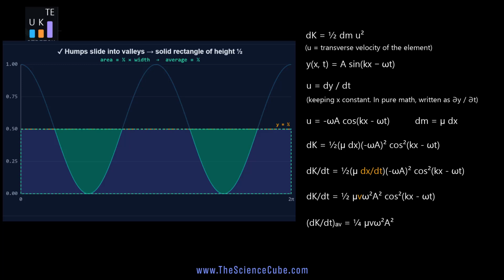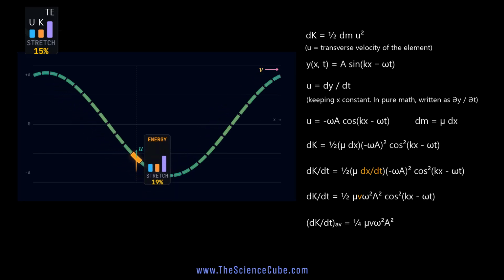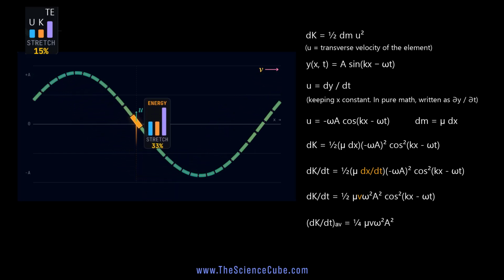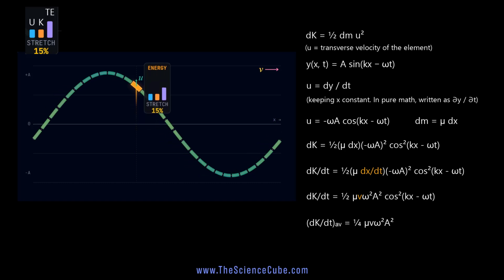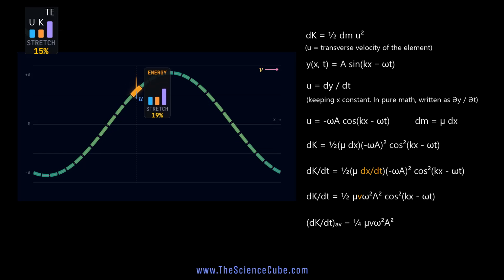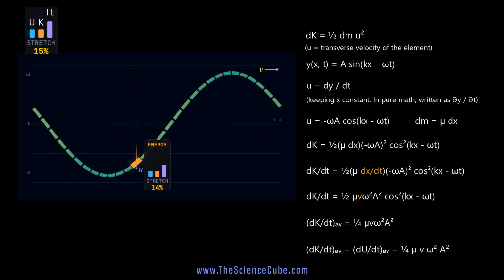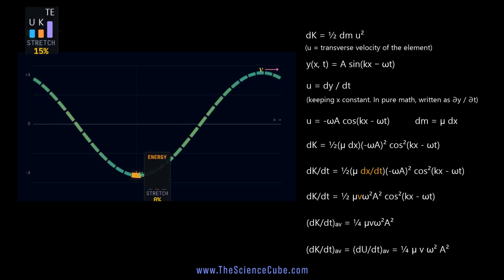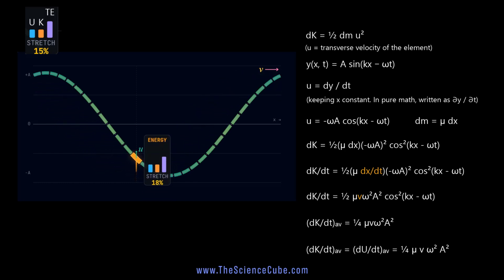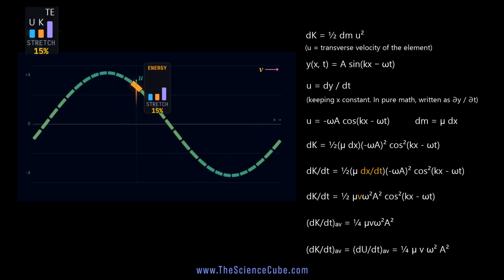Now, we also have to account for the elastic potential energy. While we won't go through the full proof here, you should recall that in oscillating systems like this, the average kinetic energy and the average potential energy are equal. That is, (dK/dt)avg equals (dU/dt)avg, which is nothing but ¼ μ v ω² a².